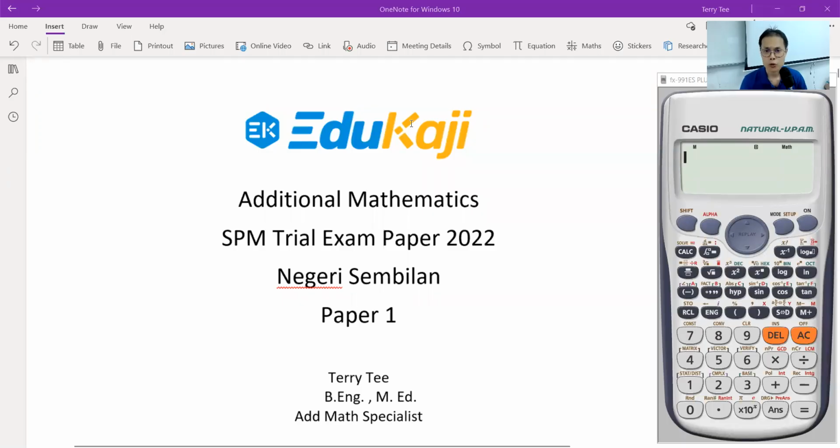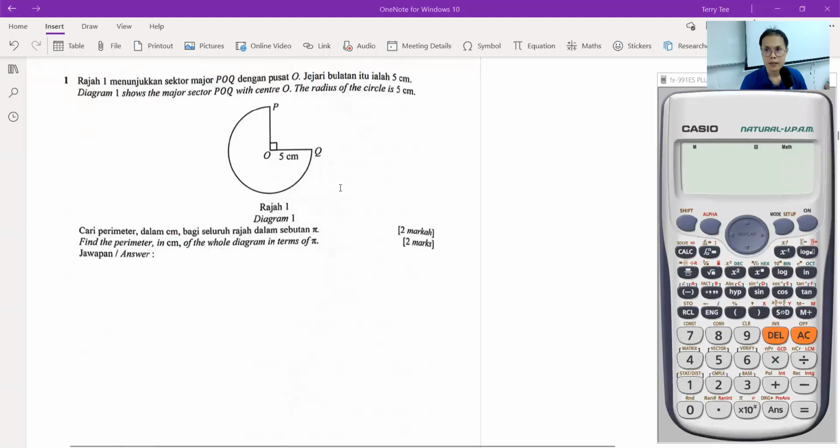In this video, I'm going to go through the Additional Mathematics State Trial exam paper for year 2022. And this is Negeri Sembilan paper 1. Okay, let's get started with question number 1.